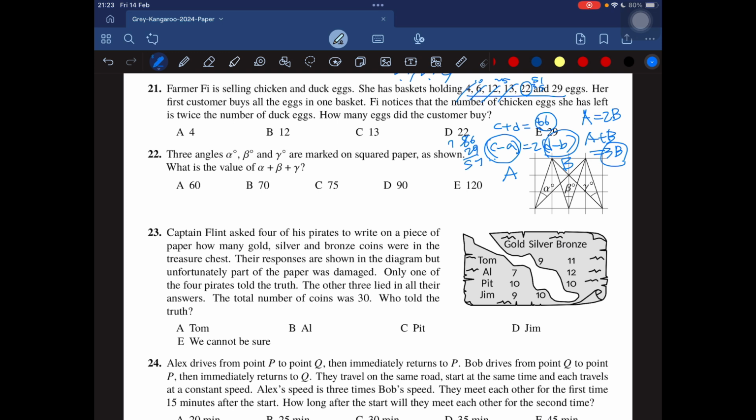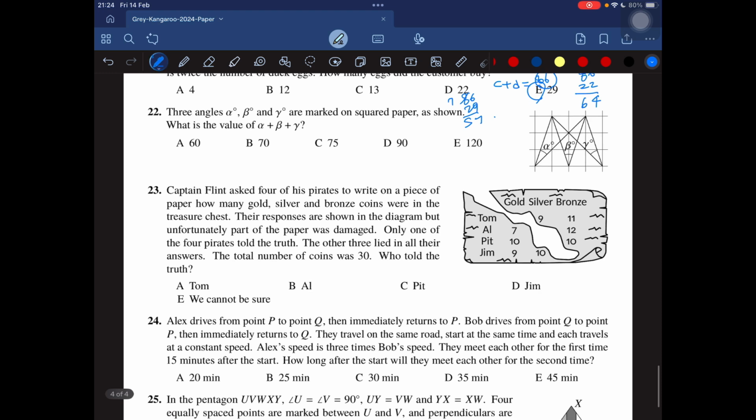57. Oh, it can be. Is it? How can it be? I made some mistake, I think. 36 subtract 22, like minus 4. 64, oh no, I thought it was 74. So 22, no. Only 29 can be the answer.